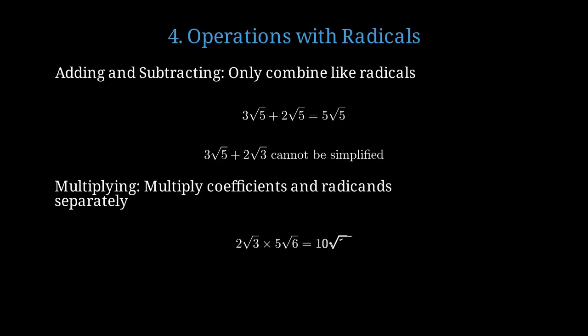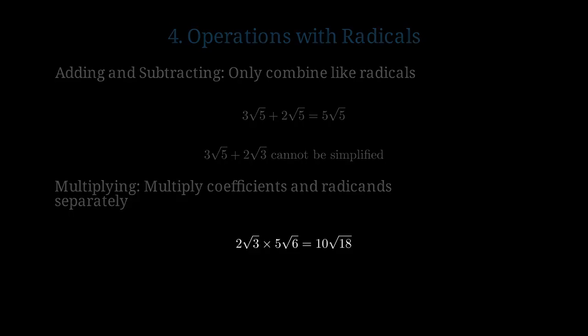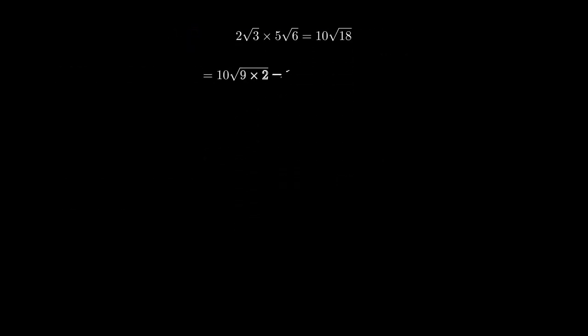For example, 2 times the square root of 3 times 5 times the square root of 6 equals 10 times the square root of 18. We can simplify this to 10 times the square root of 9 times 2, which gives us 30 times the square root of 2. When a radical appears in the denominator, we need to rationalize it.